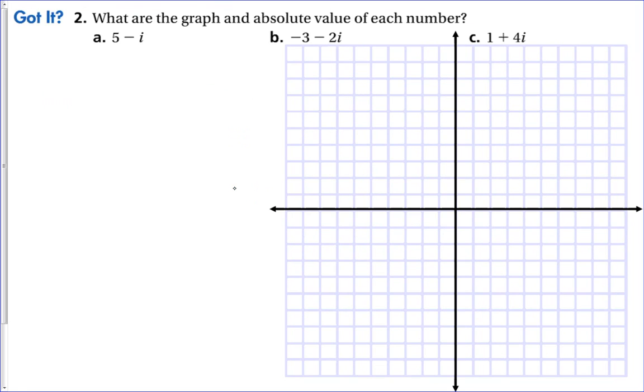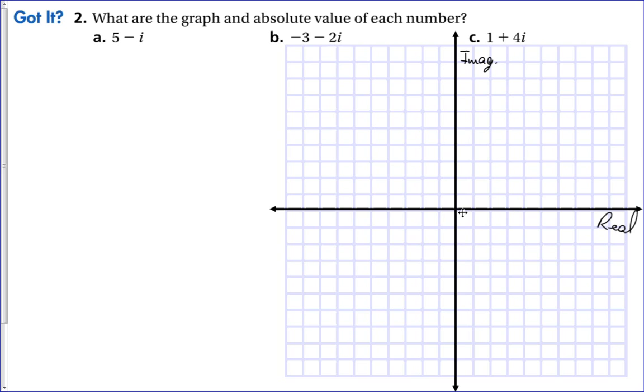Alright, so what are the graph and absolute value of each number? Go ahead and graph these real quick and find the absolute value of each one of them. Alright. So 5 minus i. So we're going to go over 5 on the real axis, because this is your real axis, and this is your imaginary axis.